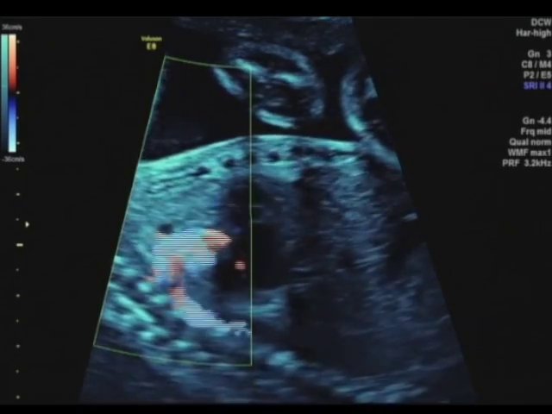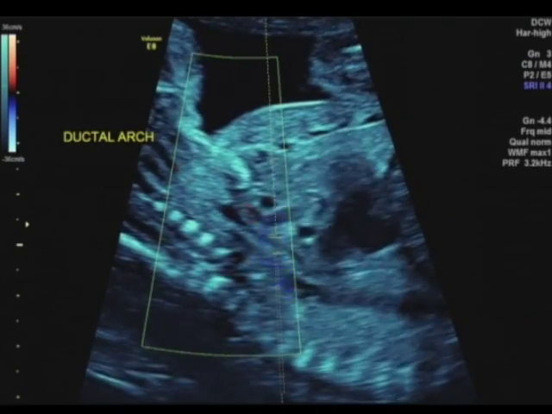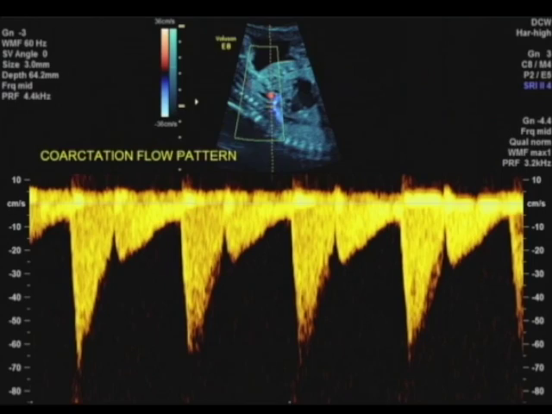Note the difference between the isthmus and the descending aorta. There's almost a break there. This is a coarc pattern.